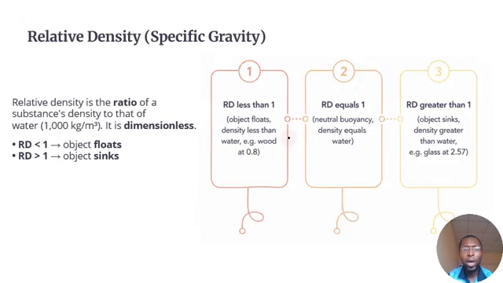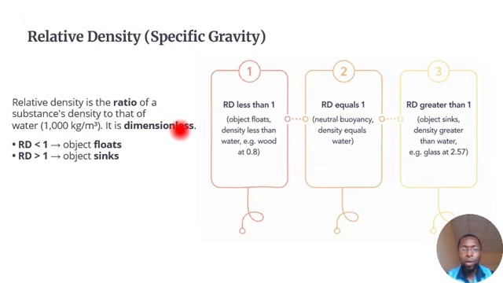Then we have what we call relative density. It's not the same thing as density, but they are related. Relative density is also called specific gravity. It is the ratio of a substance's density to that of water. So when you find the ratio of one density to the density of water, then you have found the relative density of that substance. It is the ratio of the density of the substance to the density of water.